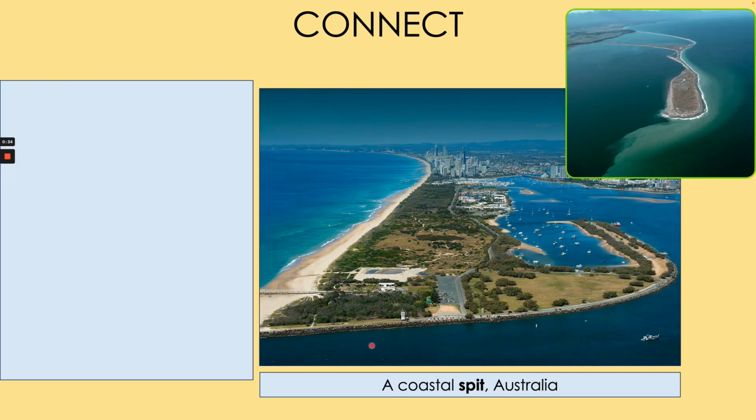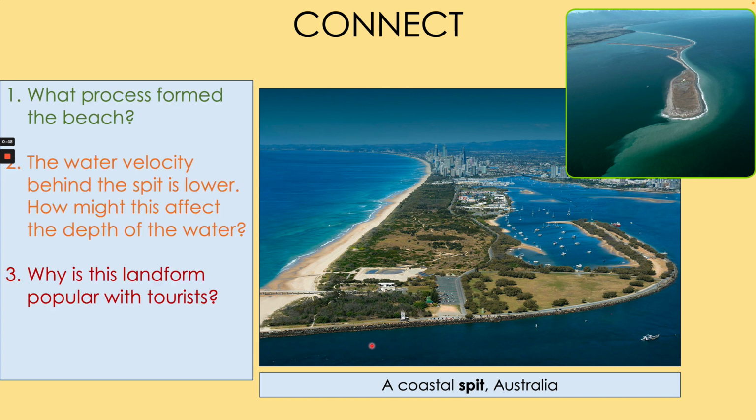It's a famous coastal spit on the Gold Coast of northeast Australia. I'm going to show you some questions about it. Let's see if you can work it out. The other one is on the west coast of the USA. See if you can answer these questions by saying them out loud, to predict what I'm going to show you in this lesson.